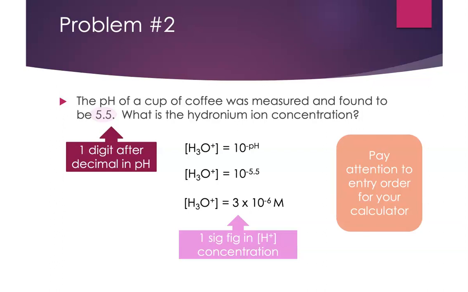So again, on my calculator, my little Casio, which is not a graphing calculator, I have to do negative 5.5, and then I press the 10 to the X button. On the graphing calculator, the TI-84s, you would press the 10 to the X button and then the negative 5.5. You have to make sure that negative number is in there, or it will give you really weird answers or an error. Make sure you know how to enter this into your calculator so that you get the correct answer.